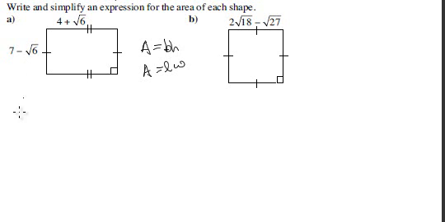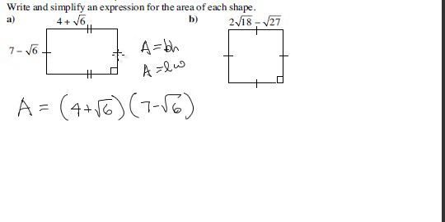For this rectangle, which has radicals in it, the base is 4 plus root 6. If you want to write root 6 plus 4, that's fine. It doesn't matter all that much. And the height is 7 minus root 6. So we're supposed to multiply that out and simplify it as much as we can. Multiplying these means foiling them. So lots of practice multiplying.